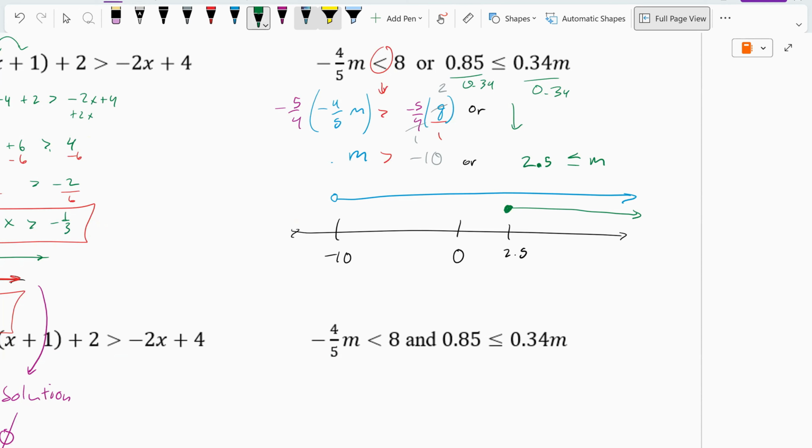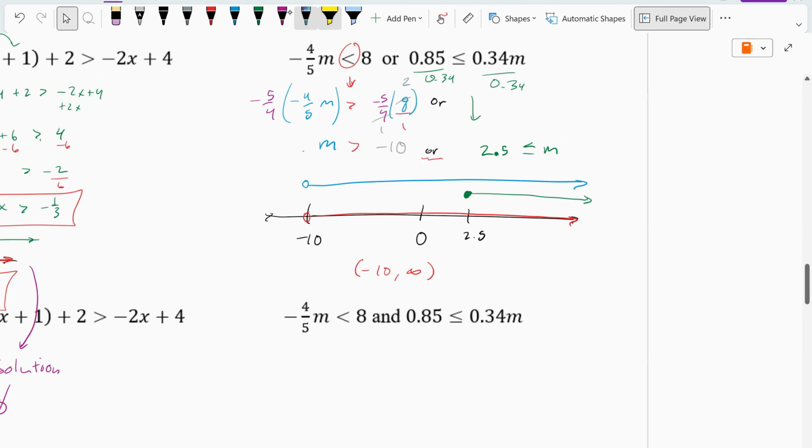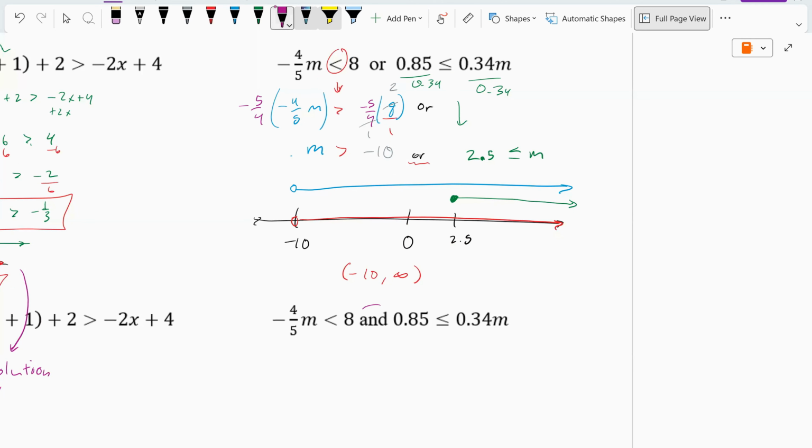If we answer or, what's our solution set? If anything is shaded at all, we include it. I should shade to the right of what number? Very good. To the right of -10. So our solution set is -10 to infinity, parentheses. Any questions about that? Very good. That's our next problem here, number 10.